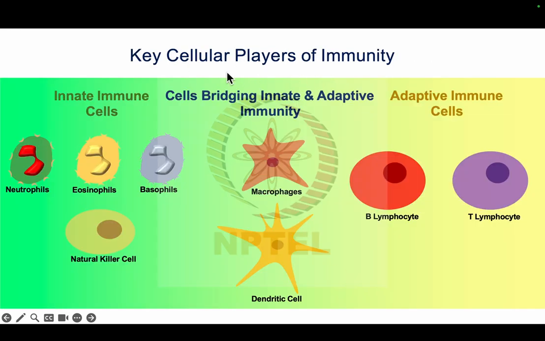Key cellular players of immunity. The innate immune cells are neutrophils, eosinophils, basophils, NK cells, also dendritic cells. Adaptive immune cells are B cells and T cells, and there are some cells which act very crucially in bridging innate and adaptive immunity. You can say those are innate immunity, also you can say they help a lot in activating adaptive immune cells. Those are macrophages and dendritic cells.